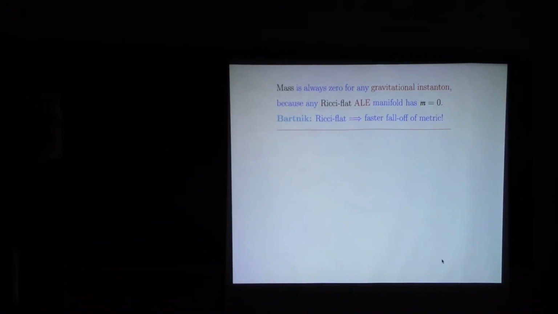Bartnik had shown that the Ricci flat condition makes the metric fall off faster at infinity, and the terms that contribute to the mass are trivial. But if we're looking at scalar flat Kaehler ALEs, then the mass is typically non-zero. Here's a nice simple example of a scalar flat Kaehler ALE manifold. In fact, this is AE, it's asymptotically Euclidean. This example was pointed out to me by Dan Burns at a conference, therefore we call it the Burns metric.